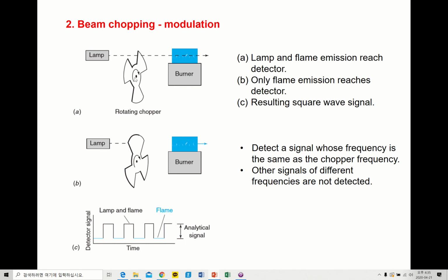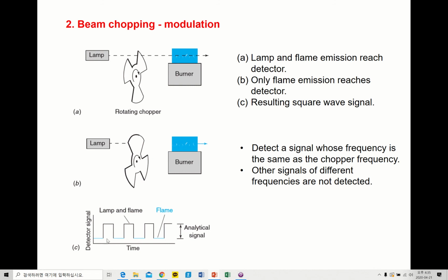Okay, this here is a motor, and this is a motor blade, with a blade and an empty section, blade, empty. Then you spin this motor with a specific frequency, and the beam is now chopped.